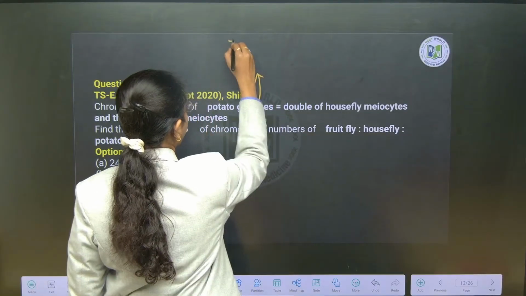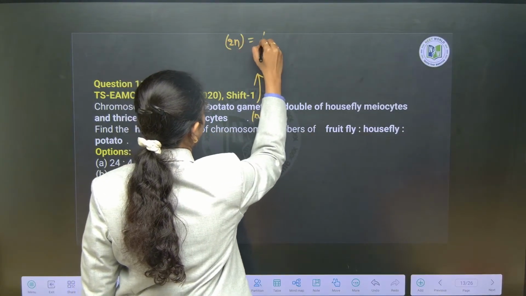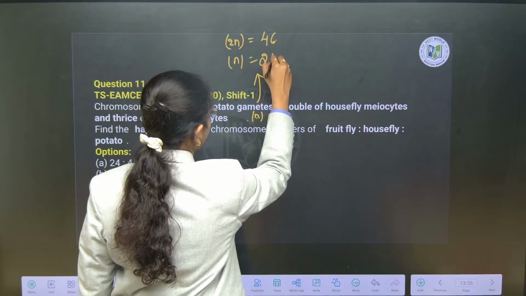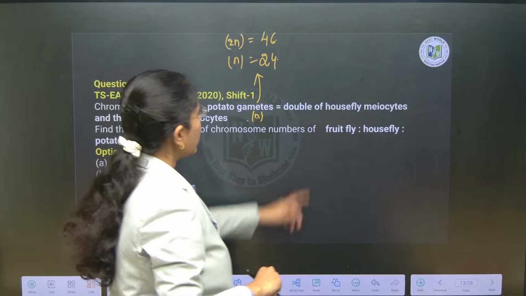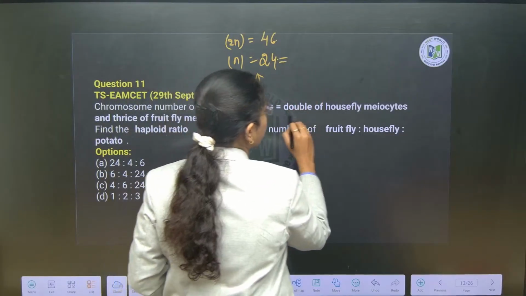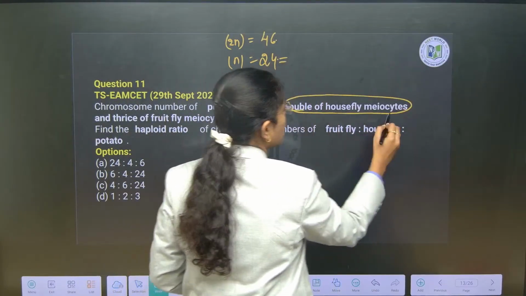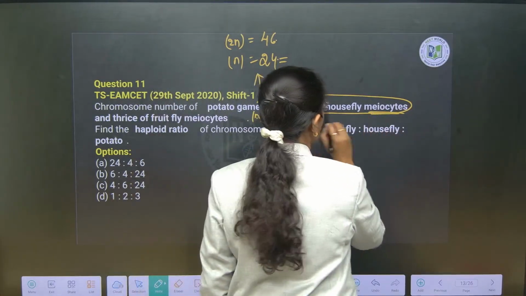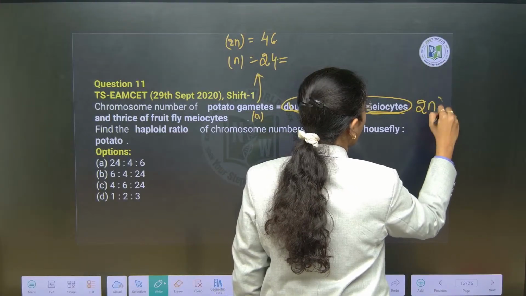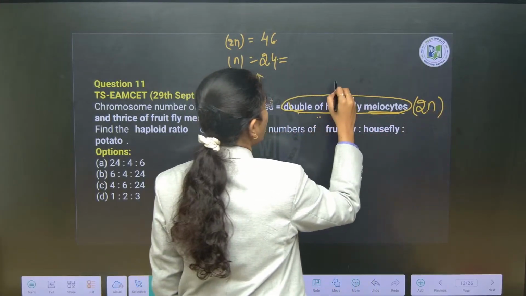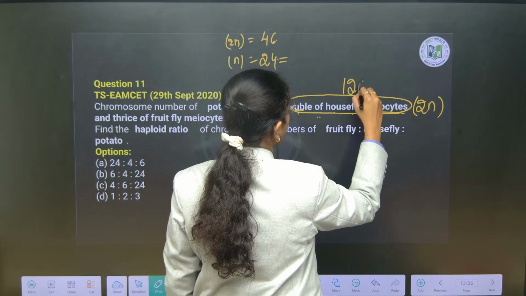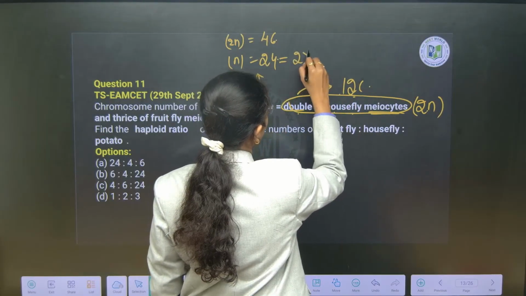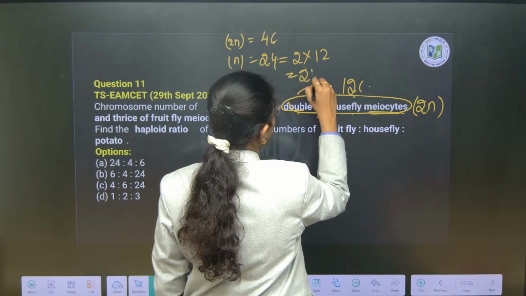Diploid set of potato is 46, haploid set will be 24 chromosomes. This will be equal to double the housefly meiocytes. What is a meiocyte? The cell which is ready to undergo meiosis. Means it is double the housefly diploid cells. Diploid housefly has 12 chromosomes. Double the diploid set is 2 into 12, that is equal to 24.